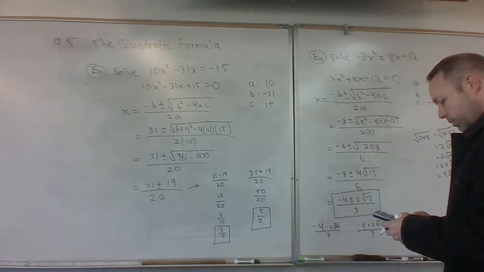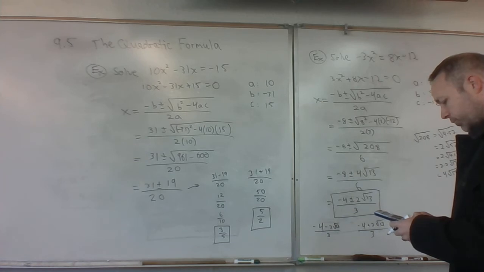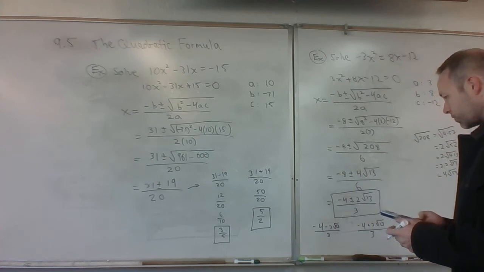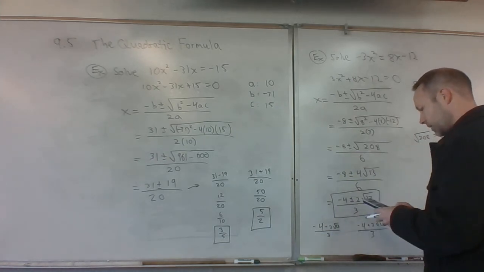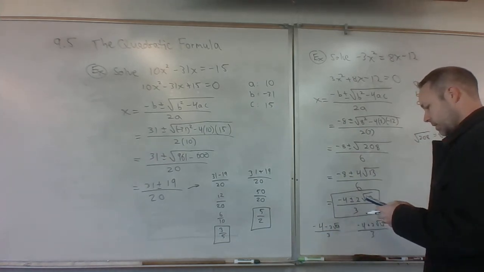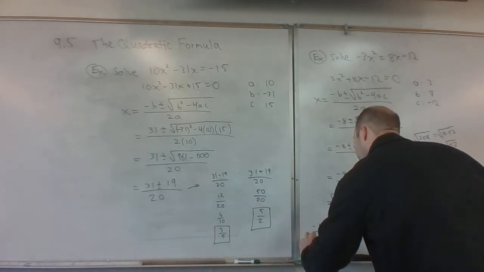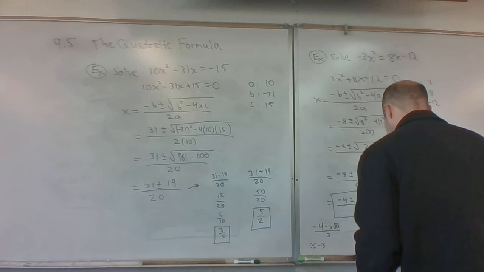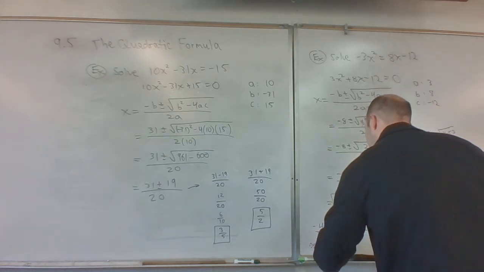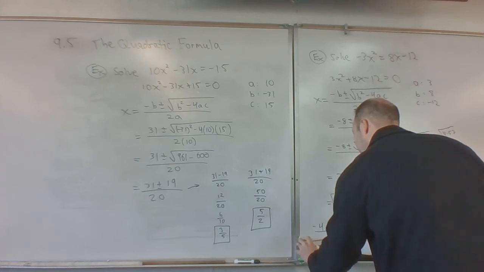So I'm going to go negative 4 minus 2 times square root of 13. Oops, delete 13. Enter. Once I've hit enter, I have what the entire top here equals, and then divide it by 3. And I get this is approximately negative 3.7.